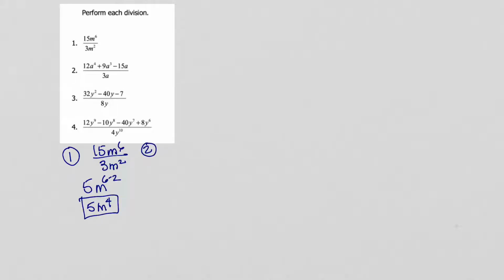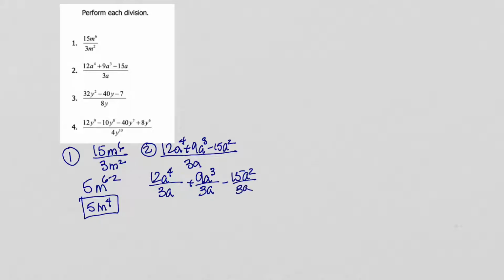In problem number 2 now, we've got 12a to the 4th plus 9a cubed minus 15a squared, and we're going to divide this whole thing by 3a. Now, we're going to use the property of fractions that says we can do this. As long as we have a single term denominator, we can write this fraction as 3 individual single fractions like this. 12a to the 4th over 3a plus 9a cubed over 3a minus 15a squared over 3a.